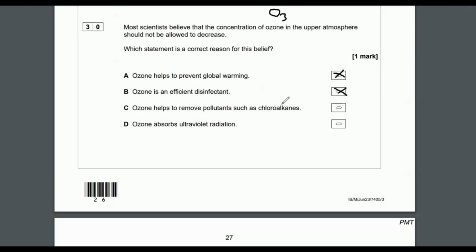Ozone helps to remove pollutants such as chloroalkanes. Well, yeah, that's not really a benefit. Ozone absorbs ultraviolet radiation. That's the exact reason we don't want to all be getting sunburn. If we deplete that ozone in the atmosphere, we're all going to fry, and the number of skin cancer cases are going to go through the roof.